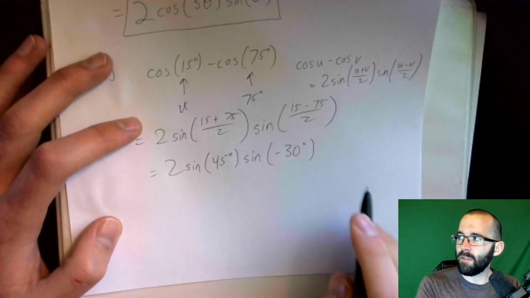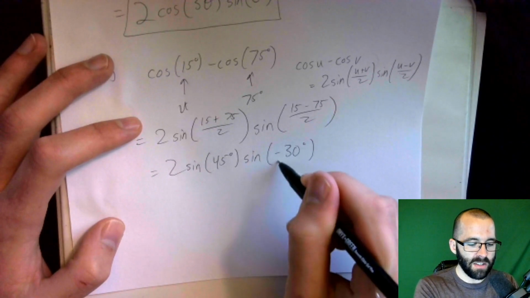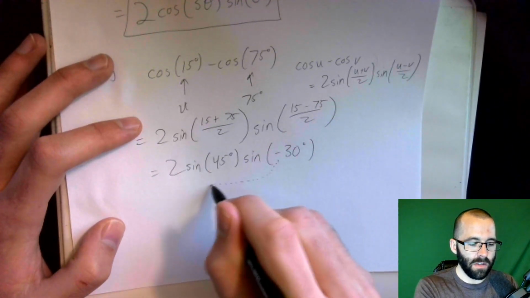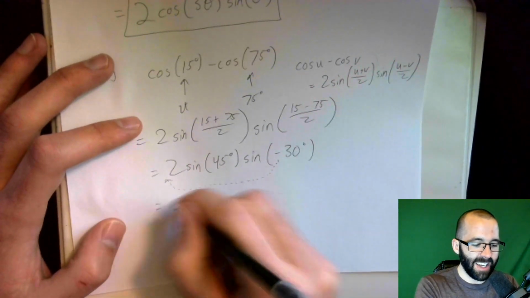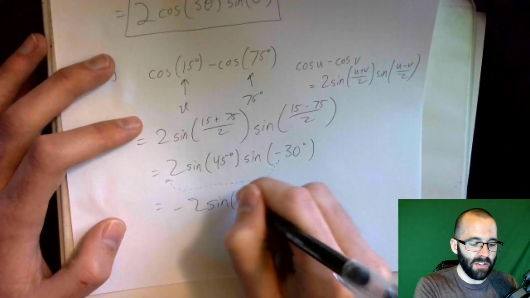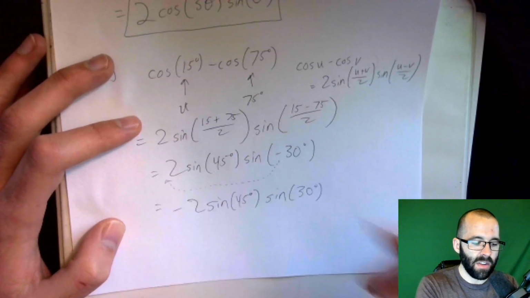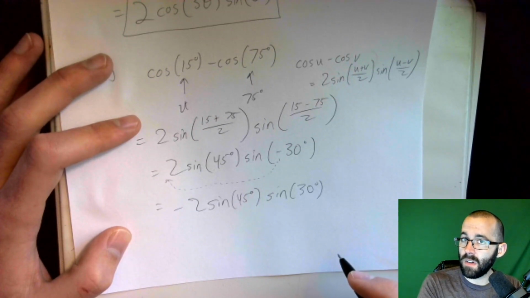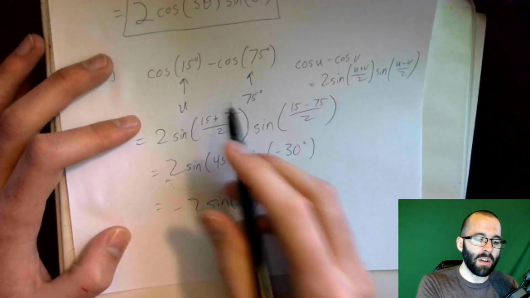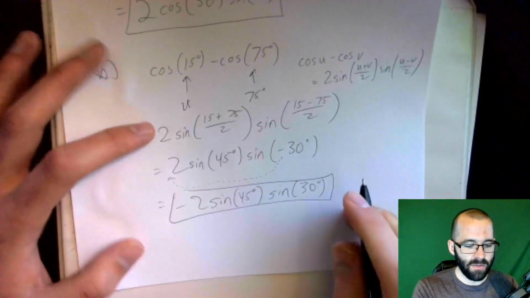And we can go one step further, because remember that sine is an odd function, so we're going to bring this negative all the way out in front. Okay, so we get negative 2 sine of 45 degrees times the sine of 30 degrees as our answer. And again, we could evaluate this, but we're going to be asked not to most of the time. So let's just end it right here.